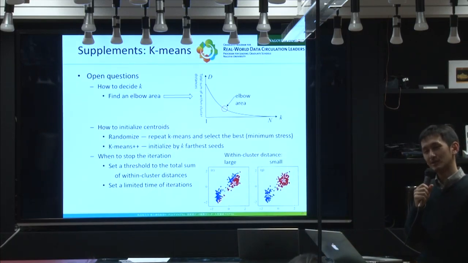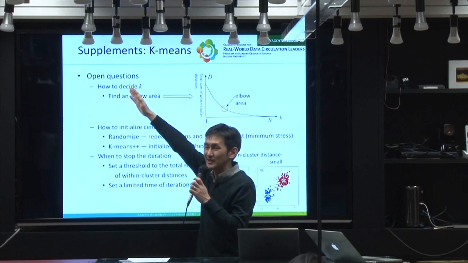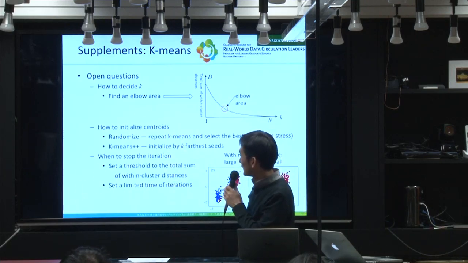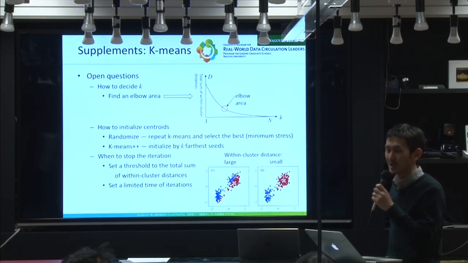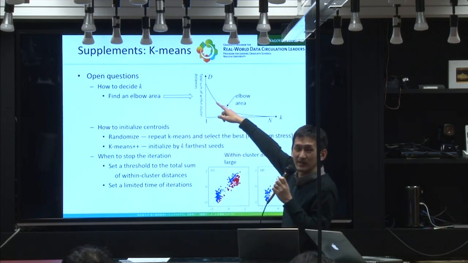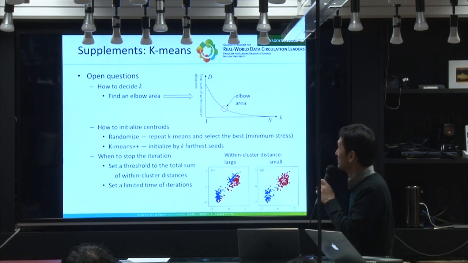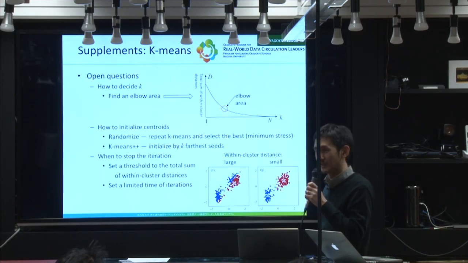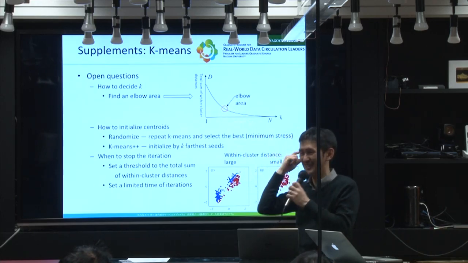Okay, so now you have some open questions. How to decide K? How to initialize centroids? And when to stop the iteration? For the first question, you can find an elbow area. This is one typical solution. Do you know the elbow area?